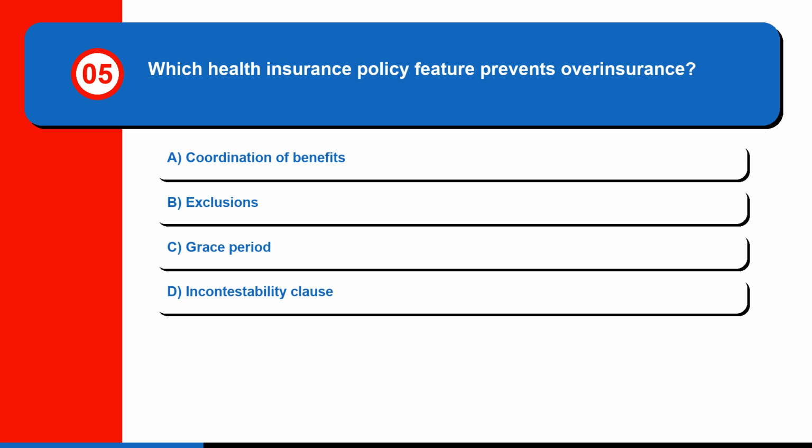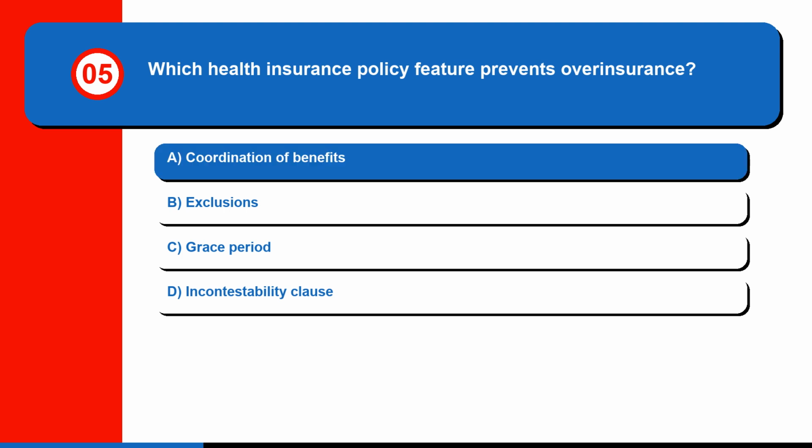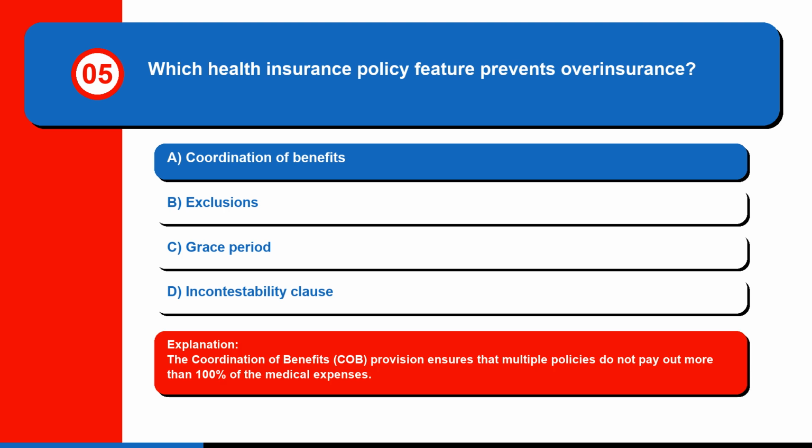Question 5. Which health insurance policy feature prevents overinsurance? A. Coordination of benefits, B. Exclusions, C. Grace period, or D. Incontestability clause. The correct answer is A. Coordination of benefits. The coordination of benefits, COB, provision ensures that multiple policies do not pay out more than 100% of the medical expenses.